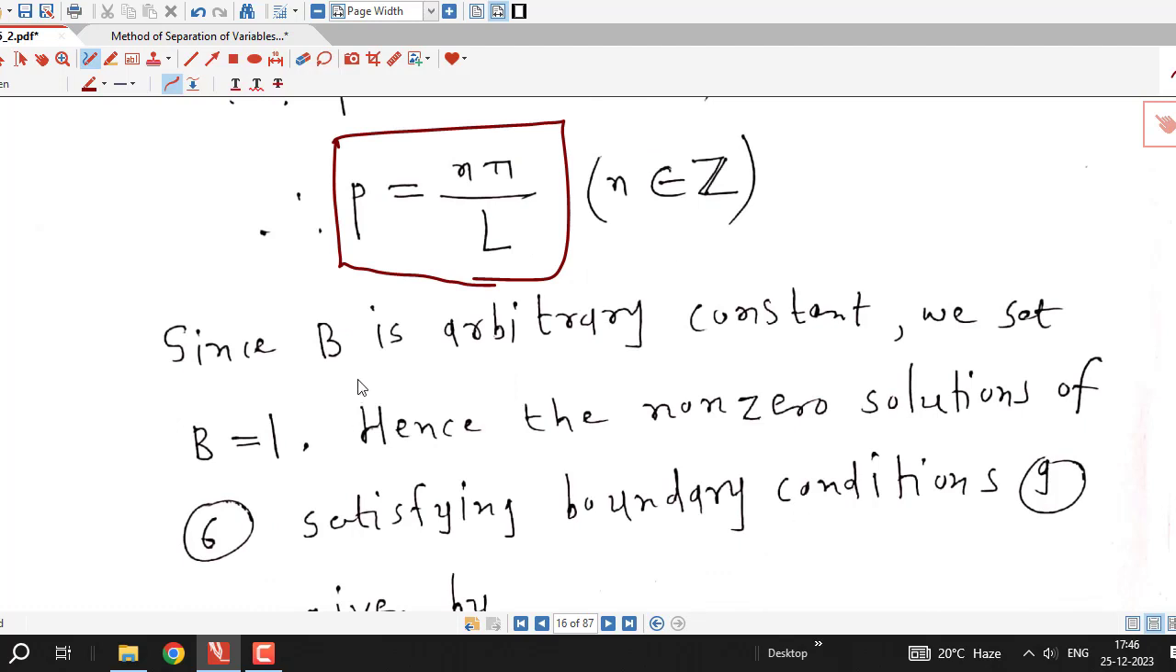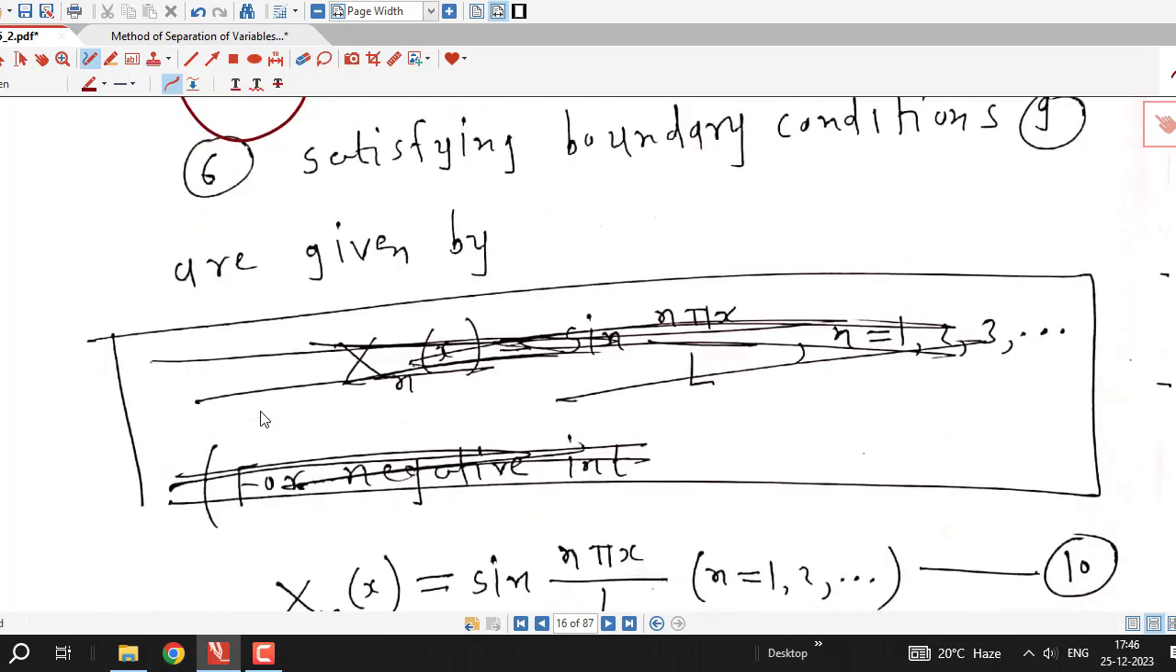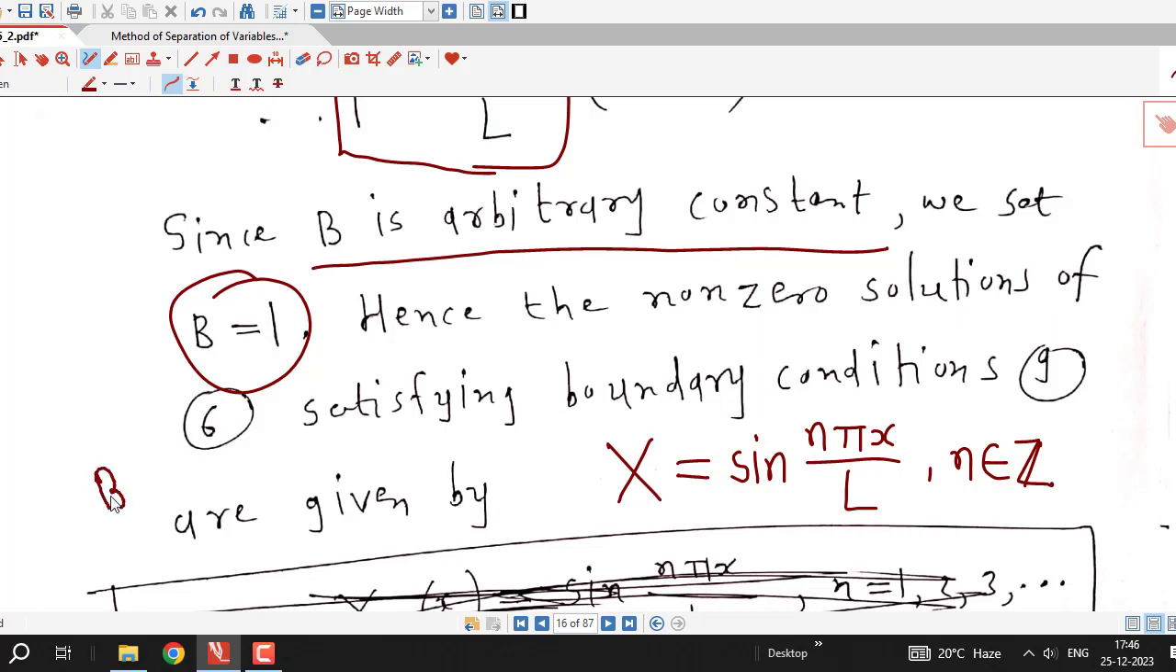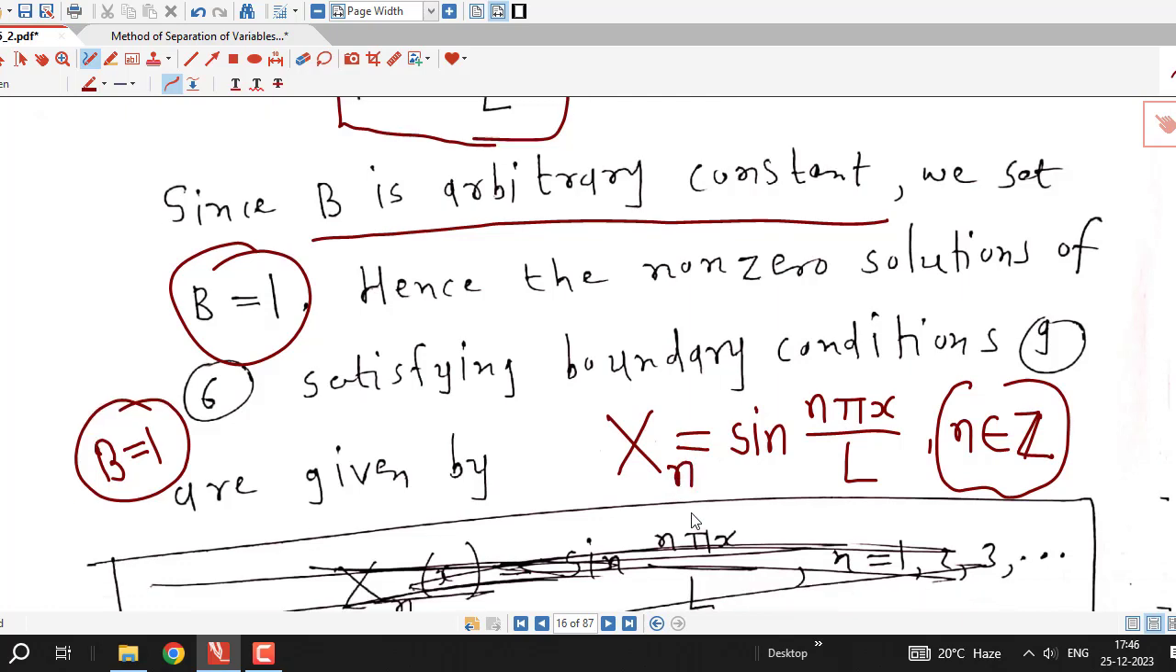Here we assume that b is an arbitrary constant, so we can take b equal to 1 also. So finally we obtain that X equal to sin n pi x by l, n is an integer. Here because b is an arbitrary constant, we have taken b equal to 1, and for different values of n, we will have different values of capital X. So, instead of writing in this way, we can denote these solutions by X suffix n also.